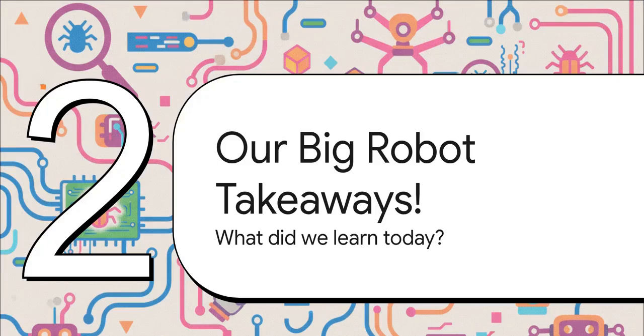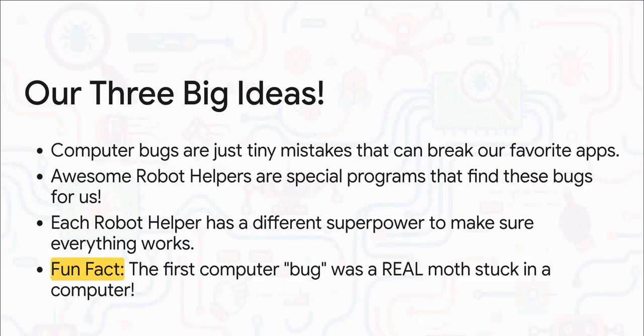Wow, what an amazing adventure meeting all of those incredible robot helpers. So what did we learn today? Let's go over our big robot takeaways. Okay, so here are our 3 big ideas from today. First, we learned that computer bugs are really just tiny mistakes that can break our games. Second, awesome robot helpers are special programs that find those bugs for us. And third, every single robot helper has its own special superpower to make sure everything works just right.